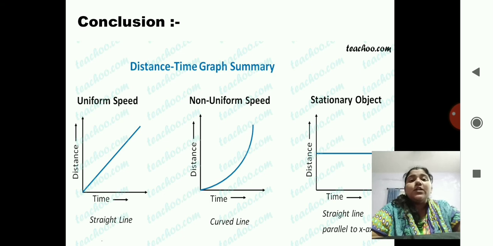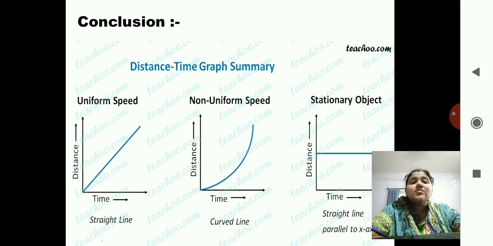So the conclusion of this distance time graph is, if you have a straight line graph, then it is known as uniform motion. There is no change in the speed. The speed is constant, that is uniform motion. If you get a curved line, a bended curve, or you can also see a mountain curve, that also is a non-uniform speed. Any curved line, whichever direction it is, the speed will be non-uniform.